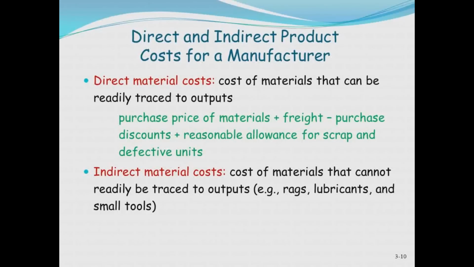So you need to think about the shrinkage in the cost. Indirect material costs are things such as rags, lubricants, small tools, things of that nature, things you might need on a factory floor just to make the factory run, but you can't associate it with a unit of output. They're a general cost. And they can be pretty big.